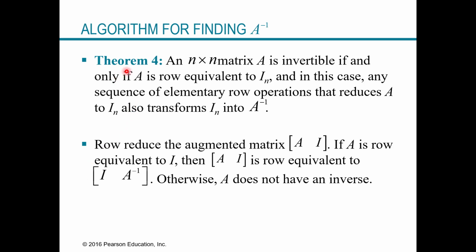So first, here's our theorem. An n by n matrix A is invertible if and only if it's equivalent to an identity matrix, and in this case, any sequence of elementary row operations that reduces A to this identity matrix would also transform an identity matrix into the inverse. Okay, so what this theorem is talking about is basically this algorithm down here.